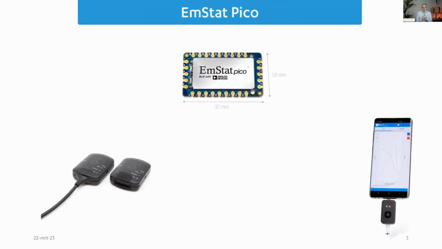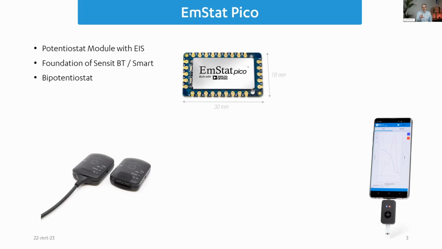And we wanted to focus on that. So the project was: do our potentiostats work as characterization tools for field effect transistors? We started doing that with the EmStat Pico. This is the small potentiostat module that you see here, which is capable of impedance spectroscopy. It's also the foundation for the Sensit Smart and Sensit BT. Basically, this module in the middle is in the devices that you see on the left and right. It is a bipotentiostat, and with that size, we thought it would be great if it is suitable for field effect transistors.